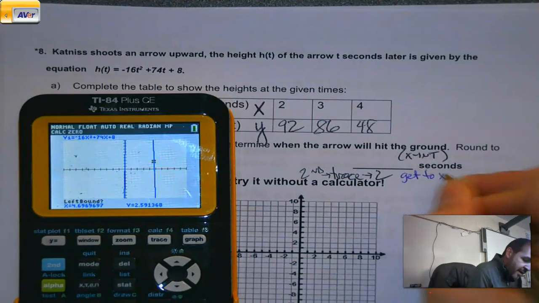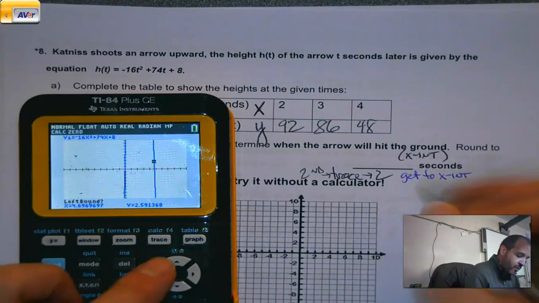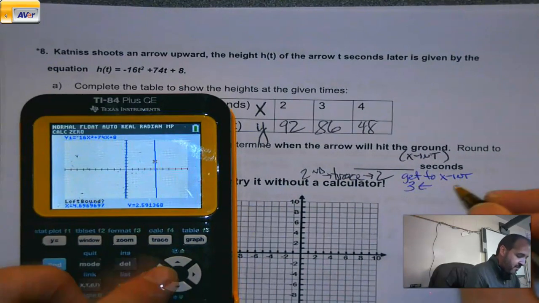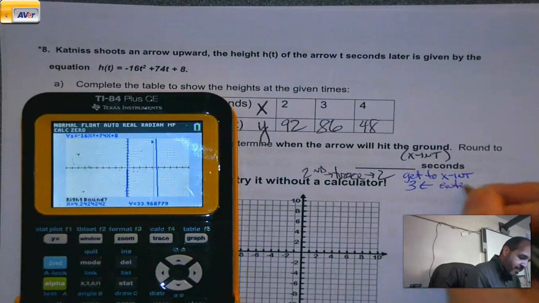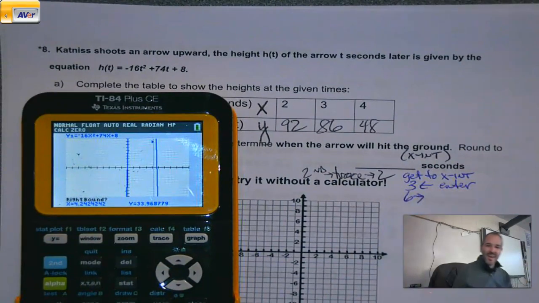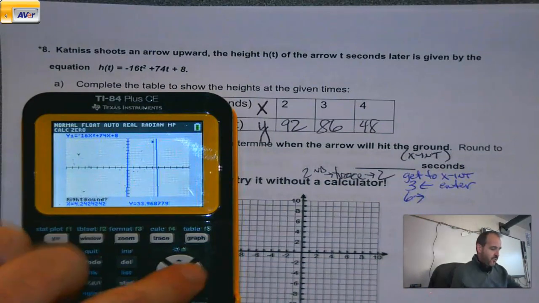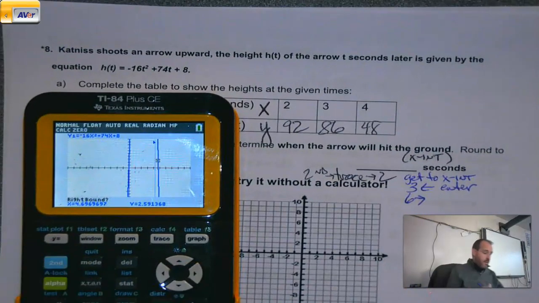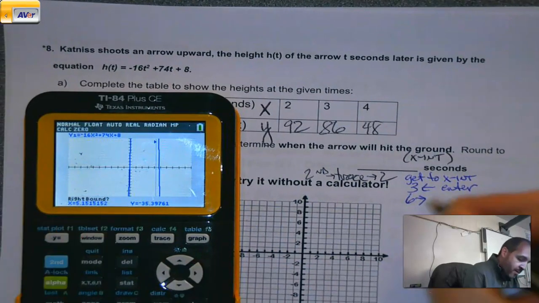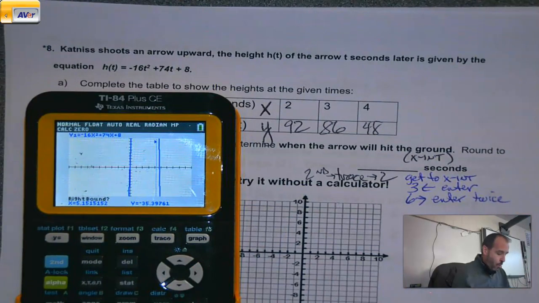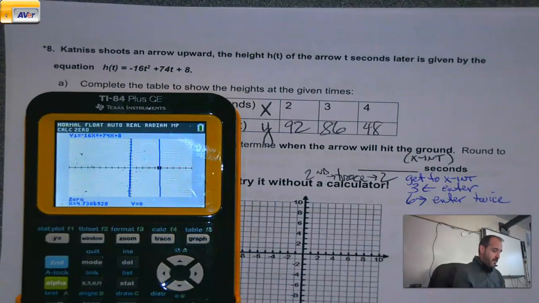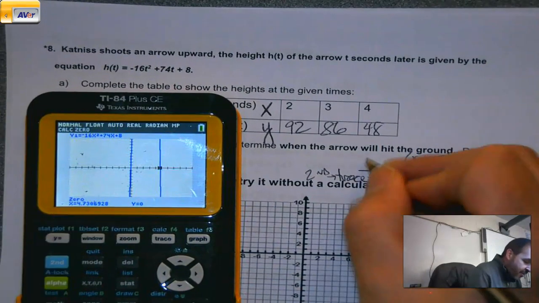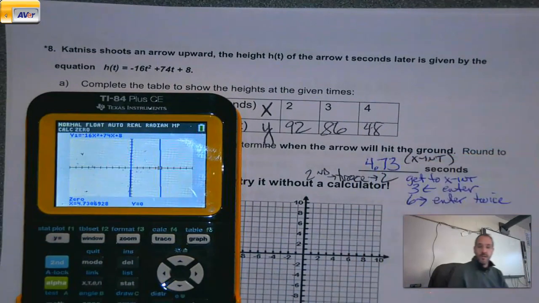Get to the x-intercept. Then we're going to do 3 left, 2, 3, enter. And then we're going to do 6 right. And you're like, now why 6 again? 1, 2, 3 gets me back where I started. And 1, 2, 3 more. And enter twice. Once to set the bound, and once for my guess. And the x value is how long it's going to take.